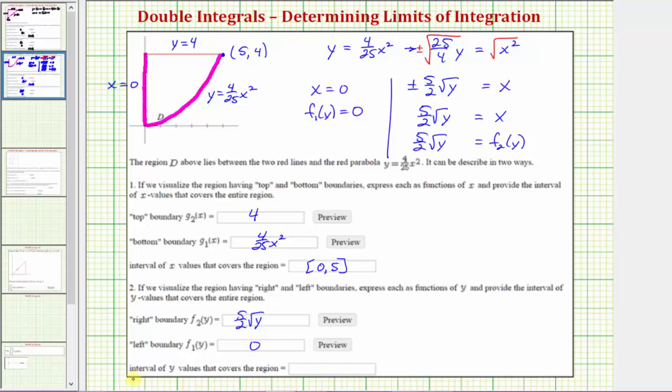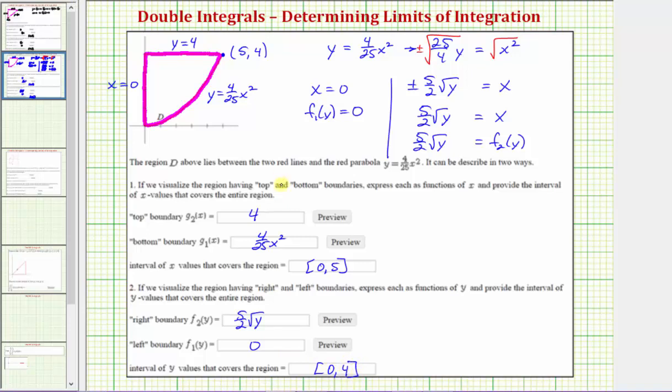And then finally, we're asked to determine the interval of y values that cover the region. We'll notice how the lowest point in the region is here where y equals 0, all the way up to the highest part of the region, which is here where y equals 4. Which means the interval of y values that cover this region would be the closed interval from 0 to 4.